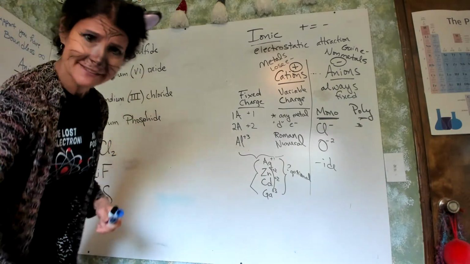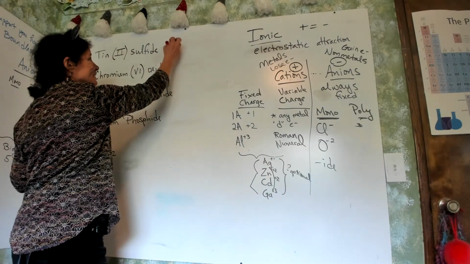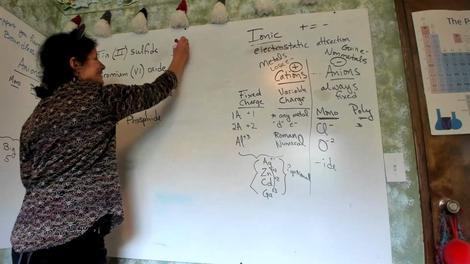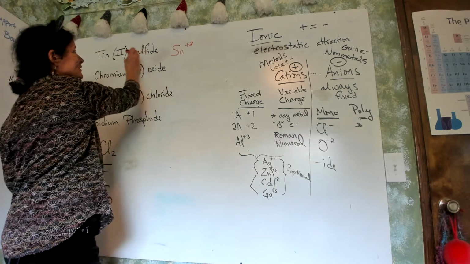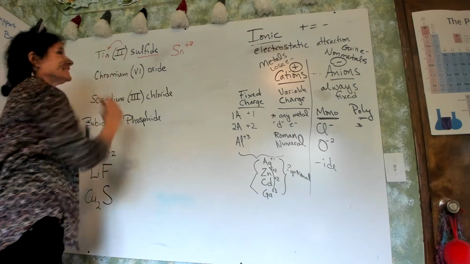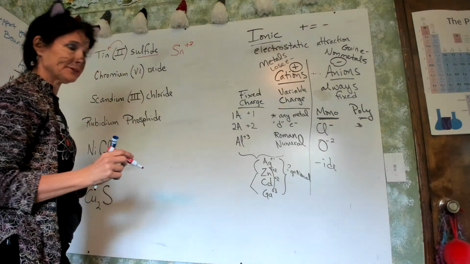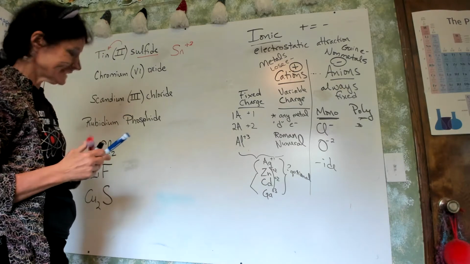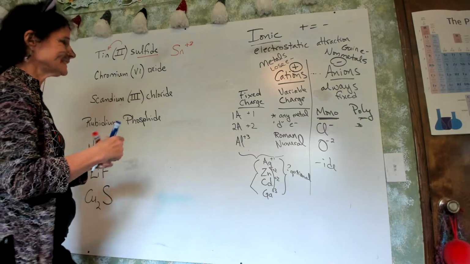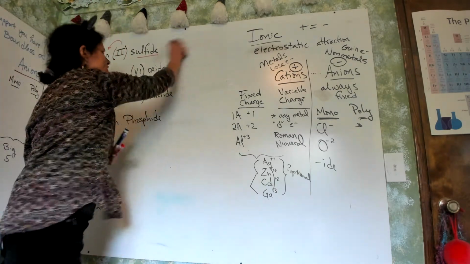Let's write ions. This 2. Tin has a +2. Sulfide means sulfur. So this Roman numeral tells you always for the metal. It always goes with the metal. So tin has a +2. And I'm going to guess that you can't see red. So I'm going to switch to blue.